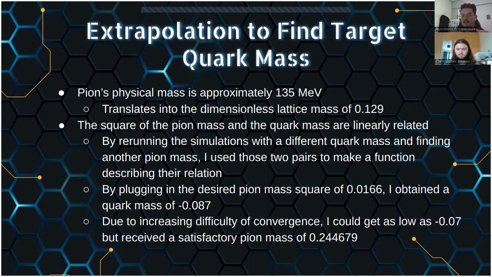The quark mass here is negative due to the additive mass shift introduced during discretization. Although I could get only as low as minus 0.07 due to the increasing difficulty for the solution to converge, the resulting pion mass of approximately 0.245 got pretty close to the experimental value.